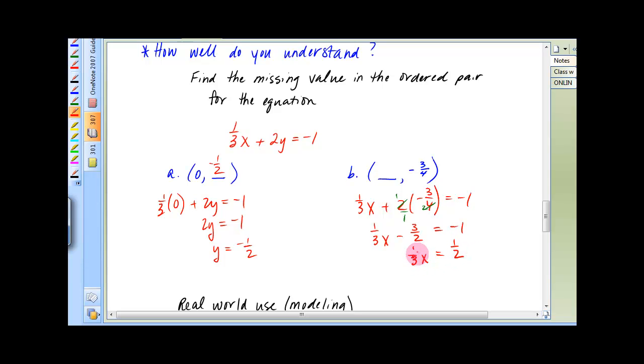Now, in order to get rid of this 1/3, I could divide by 1/3 or multiply both sides by 3 over 1. Okay, multiply by 3 over 1, and I end up with 3/2 for my answer. So that's how you can do it with fractions. I found out that 3/2 and -3/4 is the ordered pair solution for that particular equation. It's one of the solutions.